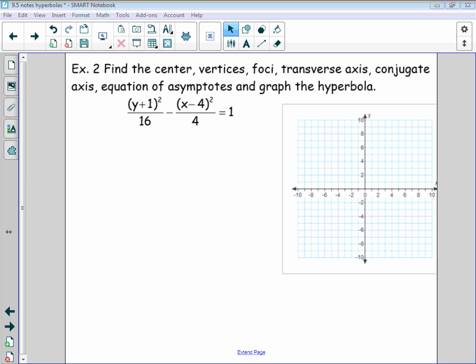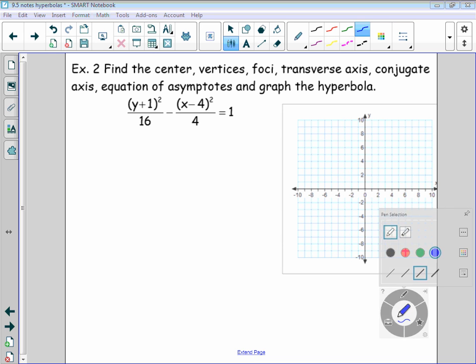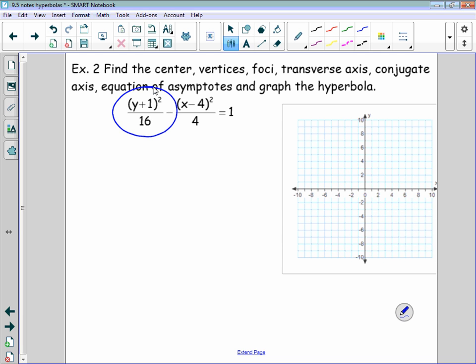So here we can see in example 2, we have a hyperbola that does not have a center located at 0, 0. As we look at this one, keep in mind that h is connected to x, and k is connected to y. Based off of this hyperbola, since the y is first, that means what?